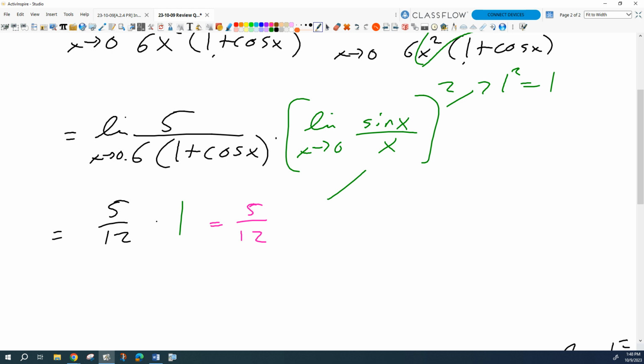Because if I let x go to 0, cosine 0 is 1. So I get 6 times 1 plus 1. 6 times 2 is 12. Right? Okay? Make sense? And again, that's the reason that one's a bonus at this point, because it involves trig identities and stuff like that, which later in the year, that one probably won't be a bonus. But for now, it is. Okay? All right, what else?